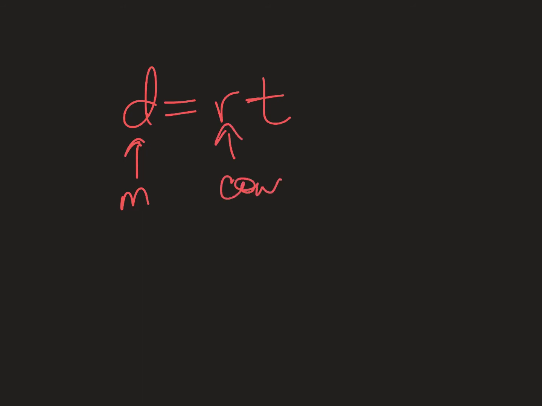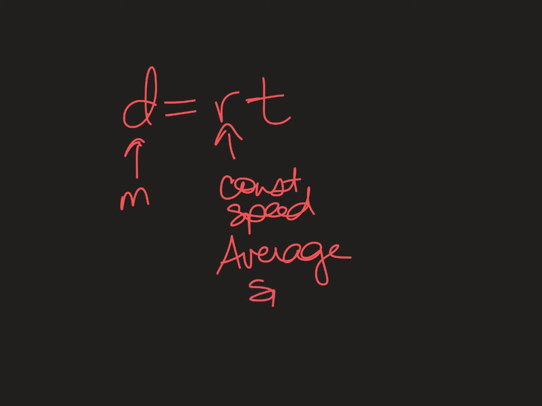Remember from 6th grade, you had distance equals rate times time. That distance is your distance traveled, so that's your meters. Your rate is your constant speed, or it's your average speed. Because sometimes we are not going at a constant speed, but we can average our speed. So both of those work, and this is your time.